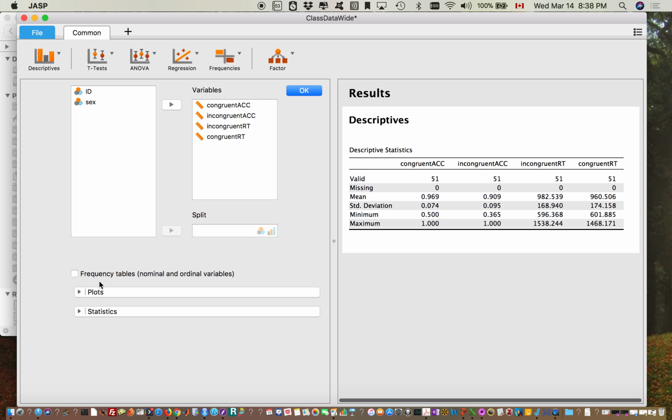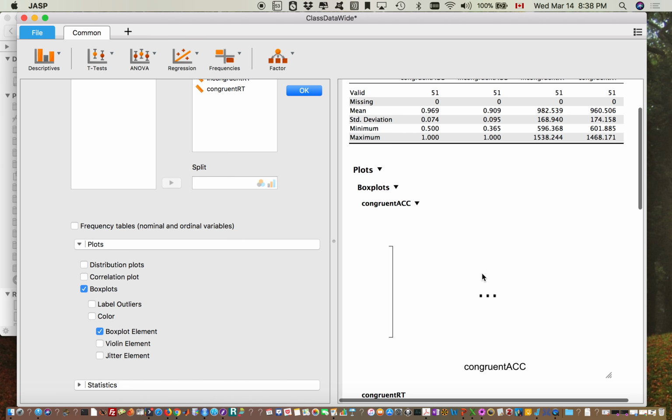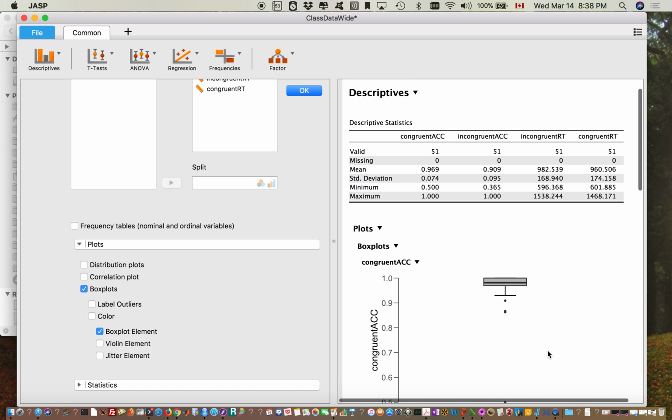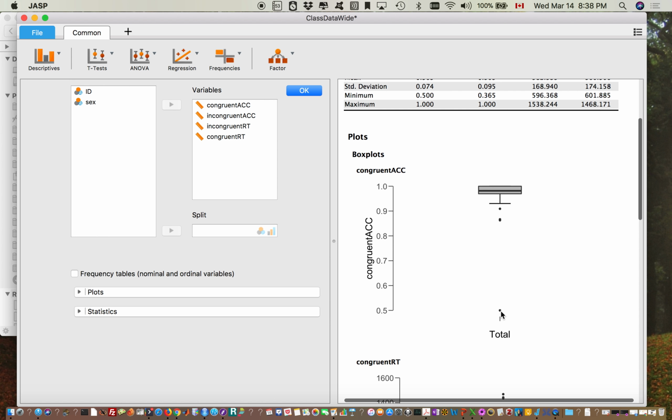You'll notice that there are also some plots that you can access. There's a tab for plots. So you can click on that. And we could actually get box plots. So the thing about a box plot is that it will give us, per variable, a measure of the center, the median, and it'll give us the interquartile ranges as well as any outliers. And you can see immediately that there's one person who's a ginormous outlier in terms of the accuracy on the congruent trial. Most people are very close to doing perfectly on this trial, but this person is performing at chance.